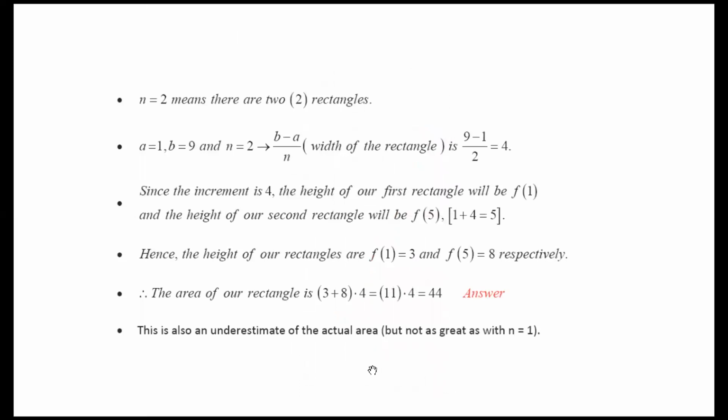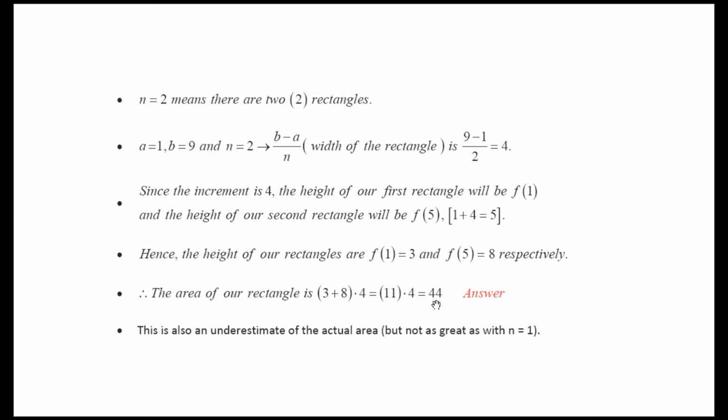So this means that we're going to add the heights. Each of them is multiplied by 4, but since both of them are multiplied by 4, we're choosing to just say 3 plus 8 times 4. That's the same thing as 3 times 4 plus 8 times 4. Either way you want to look at it is fine.